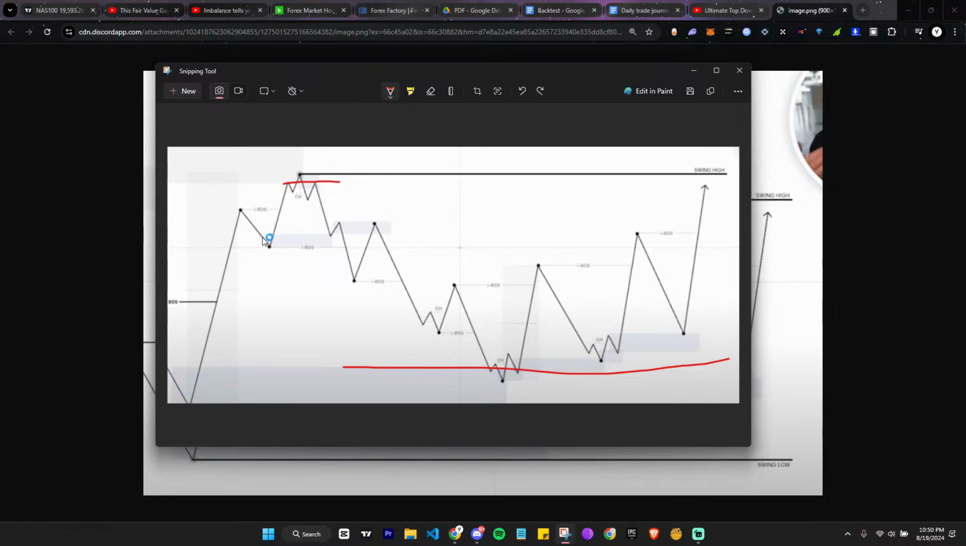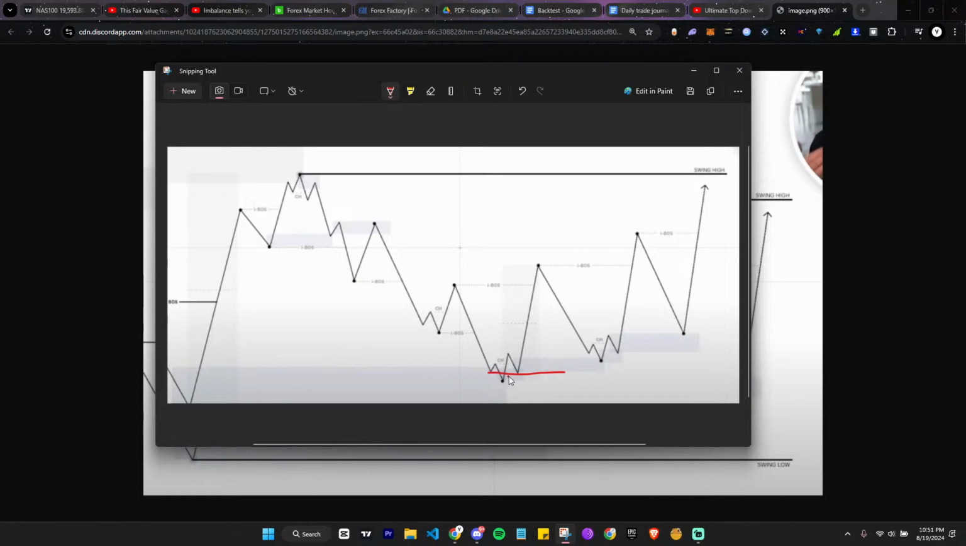So the question that I have is, for instance, right? So let's say we were heading, okay, so this is a market maker buy model, right? So let's say, for example, we were retesting this price level, for fair value gap, okay?